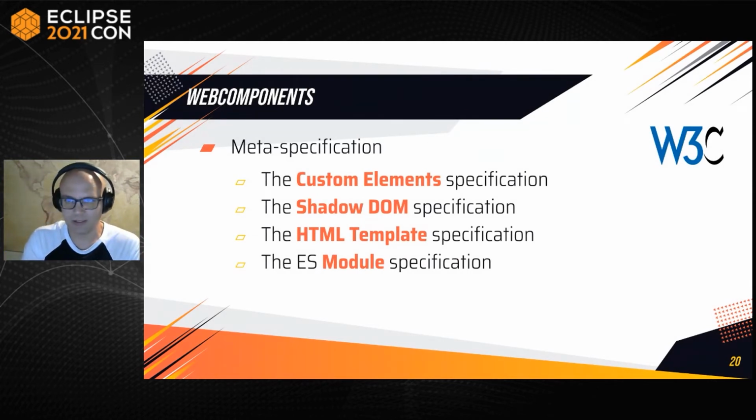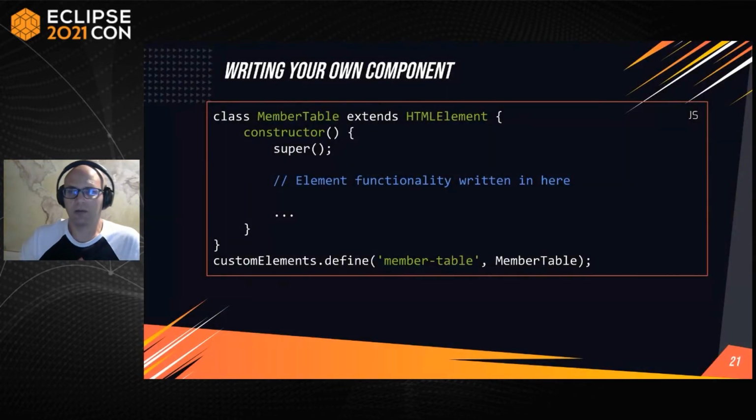So web components is a meta specification hosted by W3C. It's made up of these four specifications: custom elements, shadow DOM, HTML template, and modules. Now, I can use all of this without any library that I have to install. It's plain HTML, plain CSS, plain JavaScript. I just need a browser.